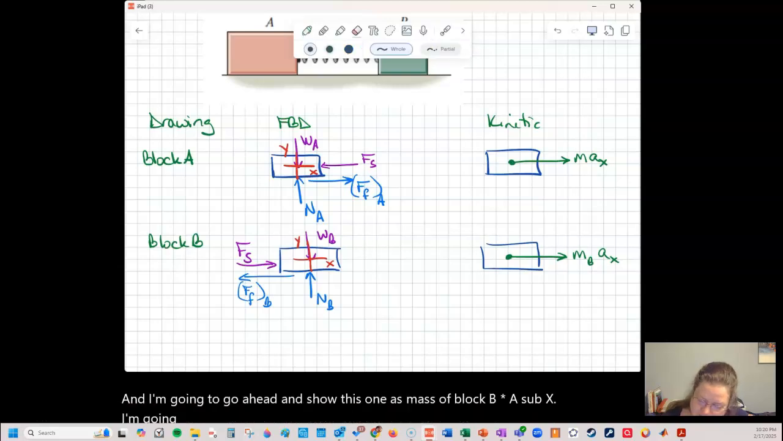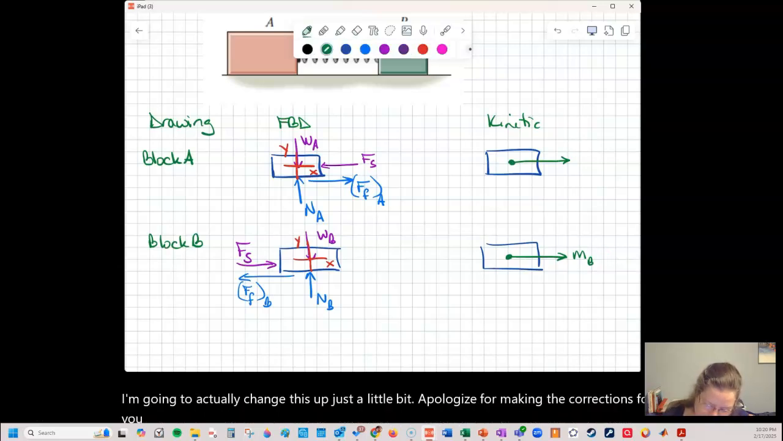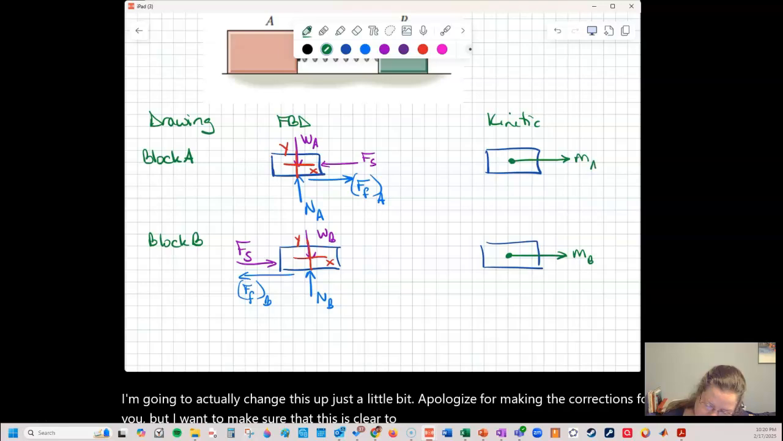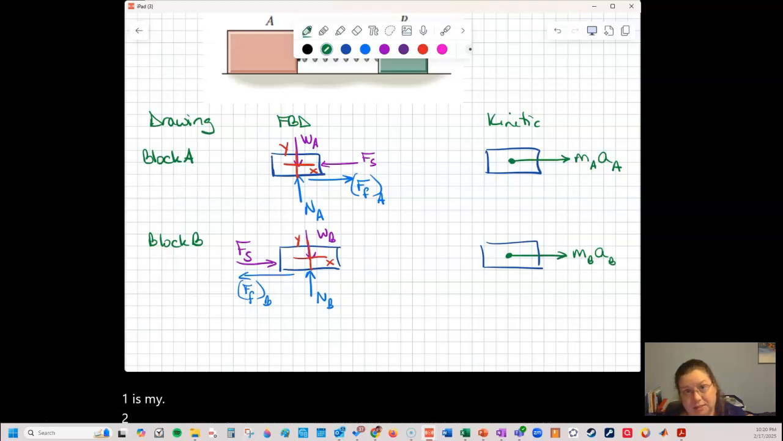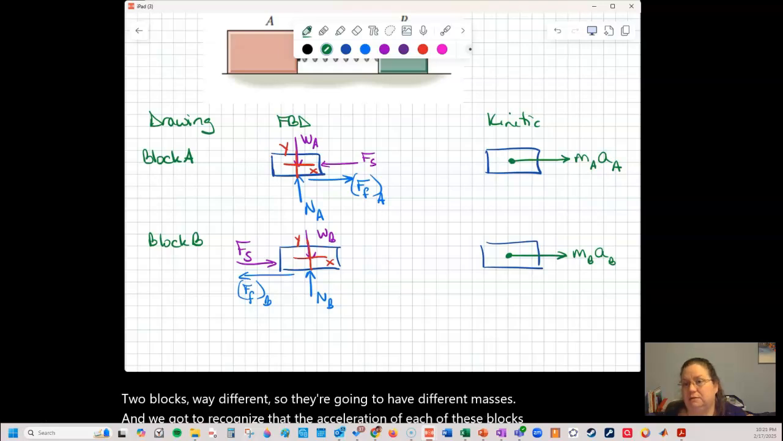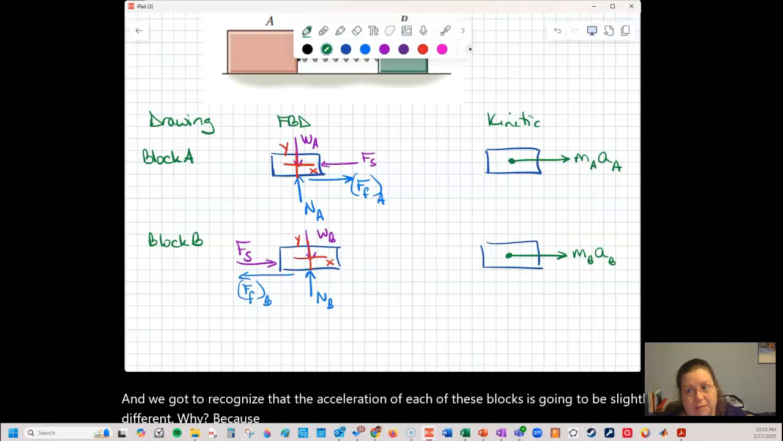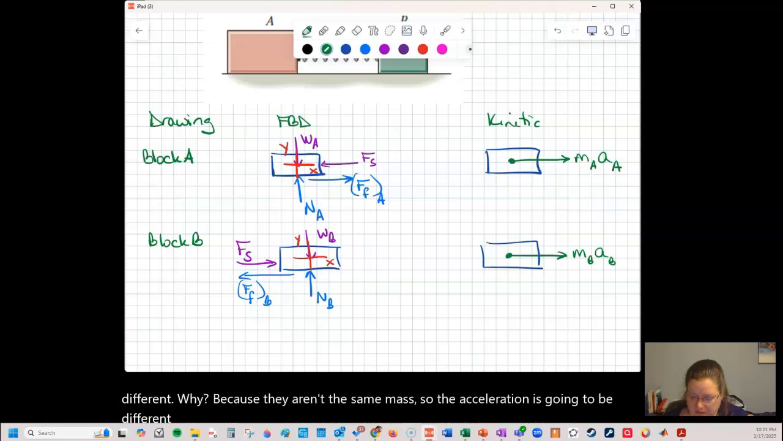I'm going to actually change this up just a little bit. Apologize for making the corrections for you, but I want to make sure that this is clear to everybody. It should be mass of A times acceleration of A, mass of B times acceleration of B. Okay, I changed those subscripts for a reason. One is my two blocks weigh different, so they're going to have different masses. And we have to recognize that the acceleration of each of these blocks is going to be slightly different. Why? Because they aren't the same mass. So the acceleration is going to be different. Okay, so something that we need to think about there.